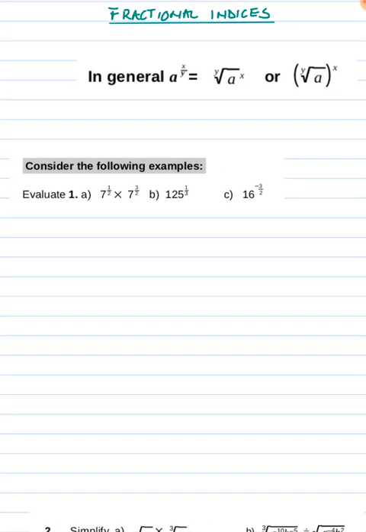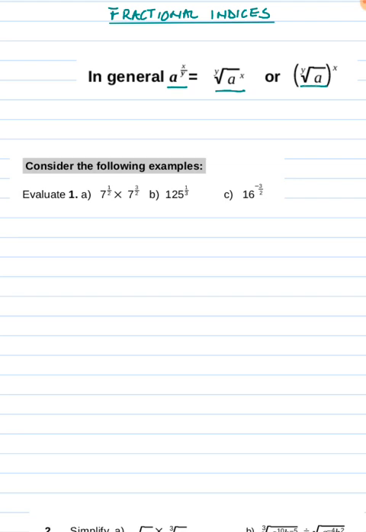So in general, if we have a to the power of x over y, we say it is the y-th root of a to the power of x, like this. Or we can place it like this: the y-th root of a, then all of it to the power of x.